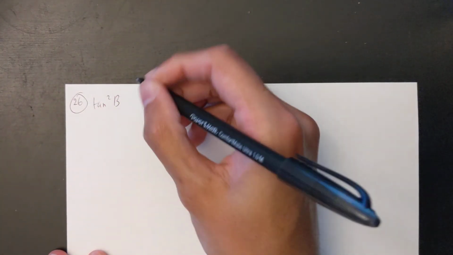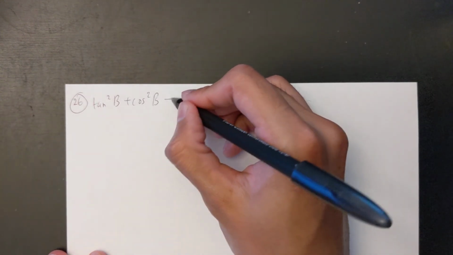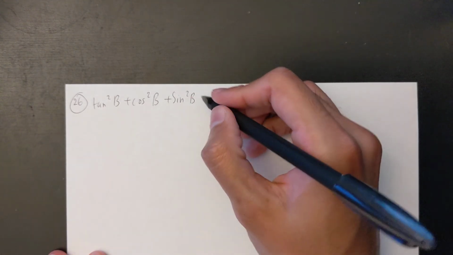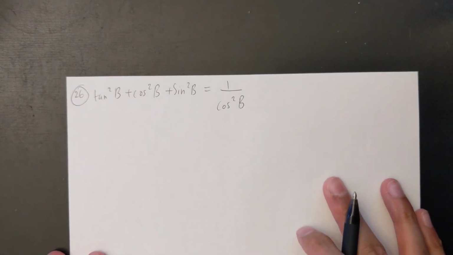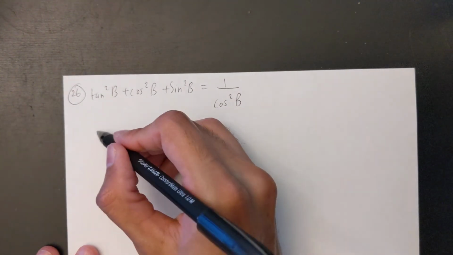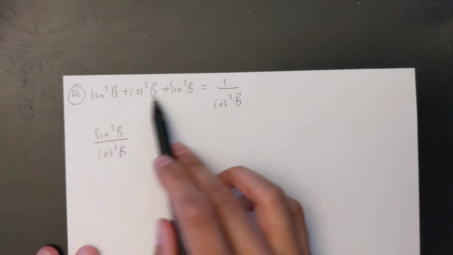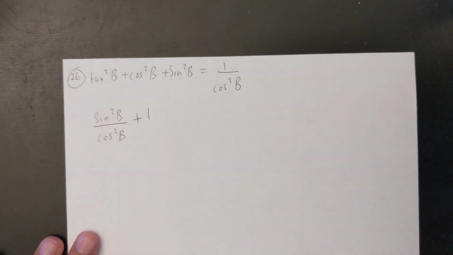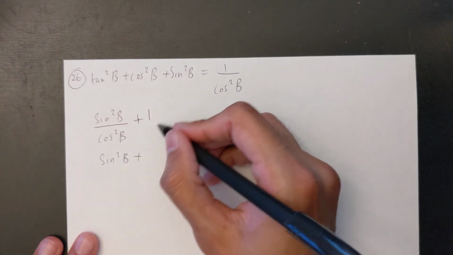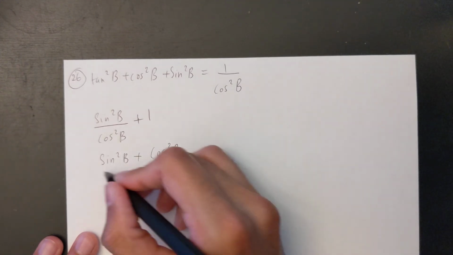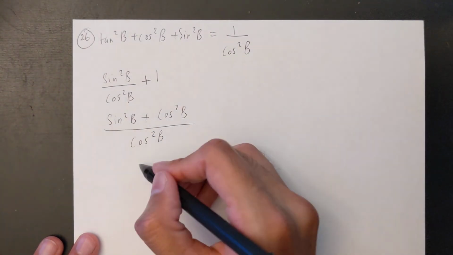Tan square b plus cos square b plus sine square b equals 1 over cos square b. Okay, this one should be pretty easy at this point. I can convert my tan into sine over cos. And I know cos square plus sine square is just 1. I can make my common denominator next, and multiply the top and bottom by cos square. And then sine square plus cos square is just 1.